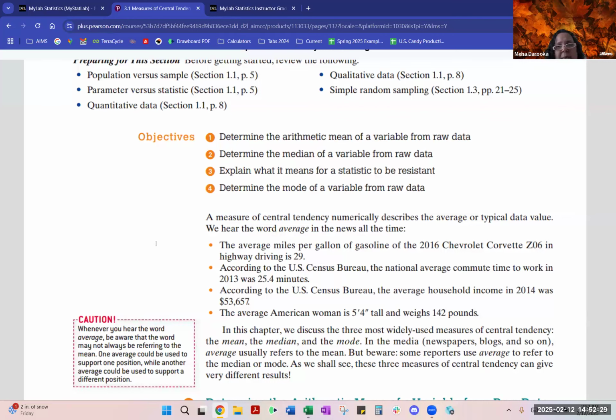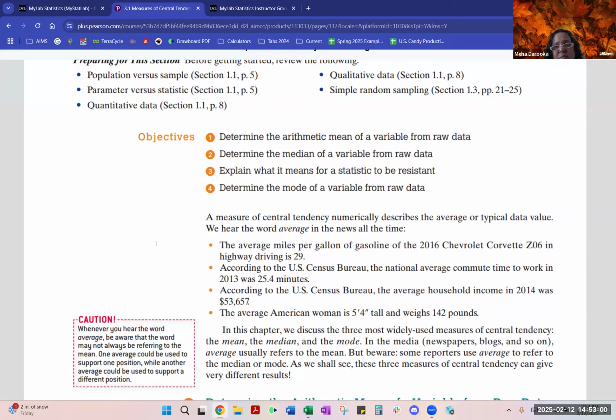When we're talking about a measure of central tendency, we are obviously talking about a numerical value, which is going to be your average, or basically what your typical data value might be. When we hear the word average, we could be talking about the average miles per gallon of gasoline. They're talking about a 2016 Chevrolet Corvette Z06, which is about 29 miles per gallon for highway driving, which is actually not bad for a Corvette.